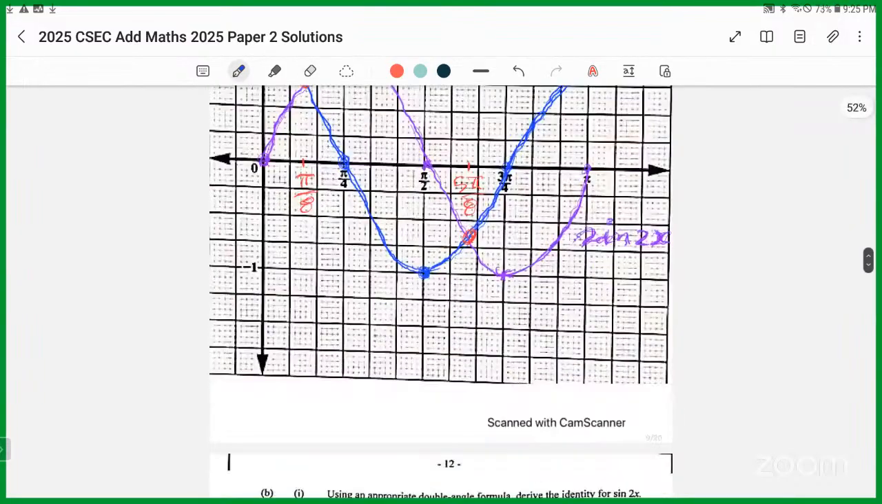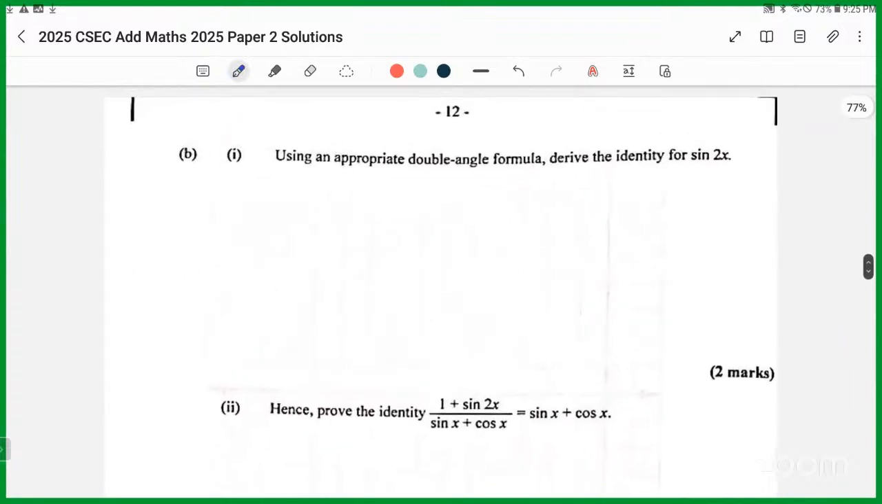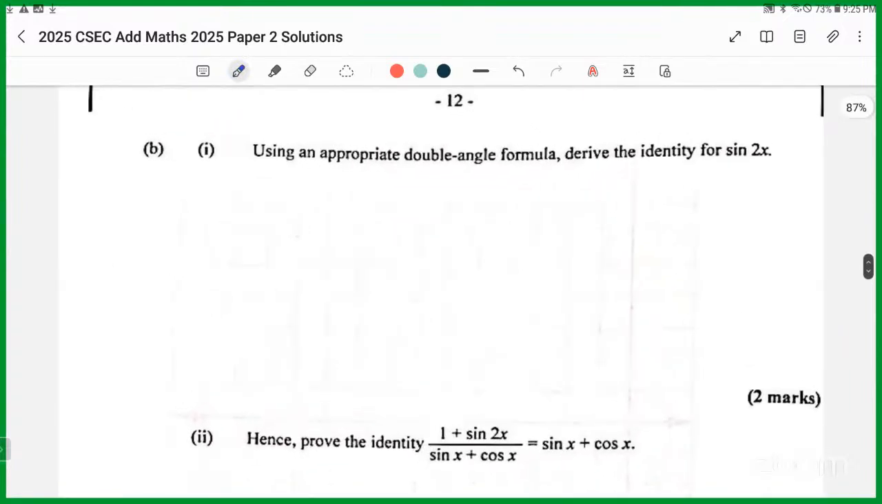Next one. It says using an appropriate double angle, derive and identify the sine of 2x. You know that this should be double angle, because I want to prove a double angle. So this word should have been compound angle. Again, a mistake right here. Here they should have said compound angle. Prove the double angle.